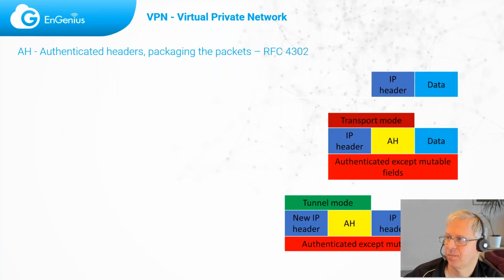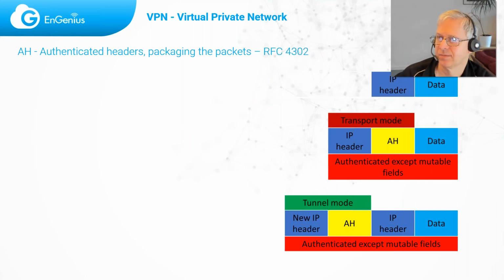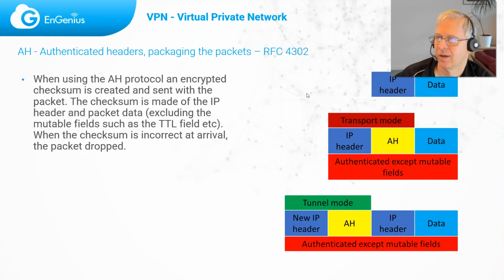So I have some colorful pictures here. This is about authentication header. Here you can see your original packet. Then you put in your authentication header, in transport mode, and then you see that everything is authenticated. There are some things that are changed, like your TTL field. Every time it passes through a router, TTL is lowered by 1.